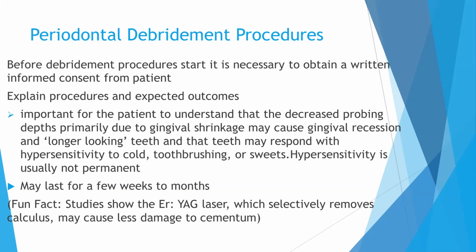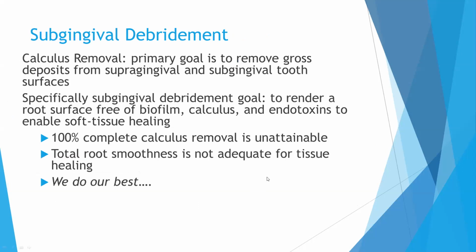Now, studies have shown also that the Er:YAG laser, which selectively removes calculus, may cause less damage to the cementum. Hygienists in Virginia are not allowed to use this, but it is used for something called the LANAP method, which is a non-surgical method of laser debridement. But we're doing subgingival debridement, and that's primarily for calculus removal. And the primary goal is to remove gross deposits from the supragingival as well as the subgingival tooth surface.